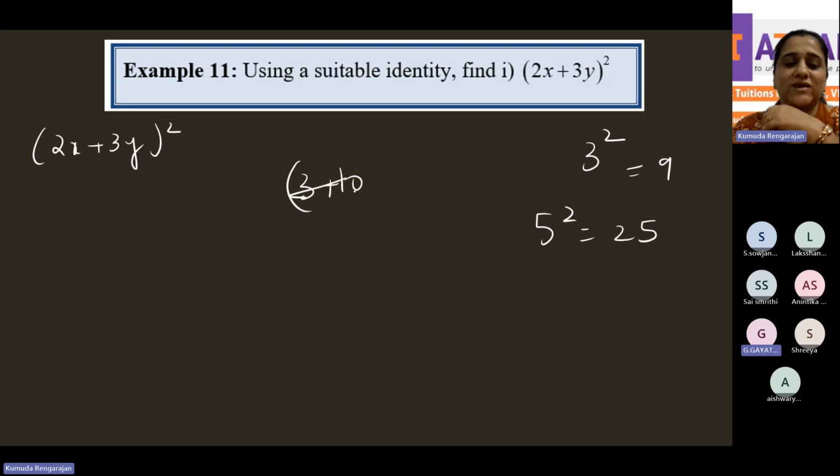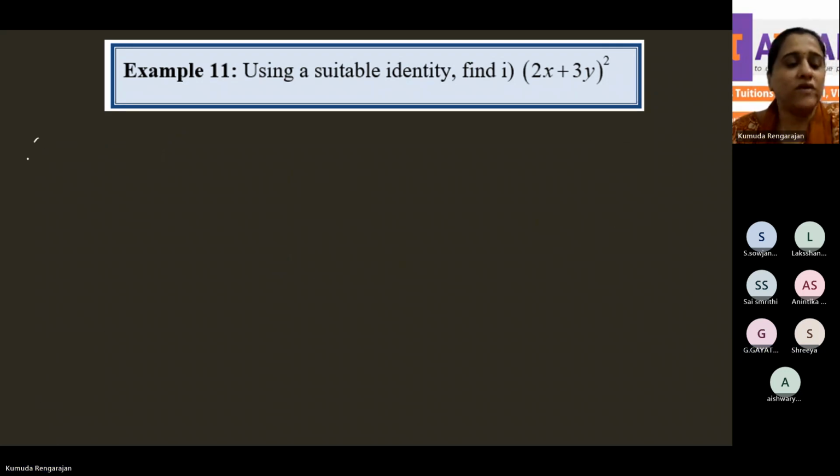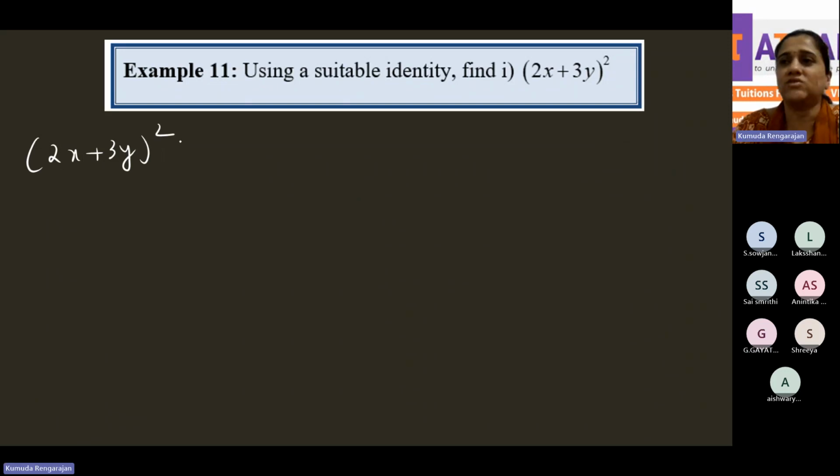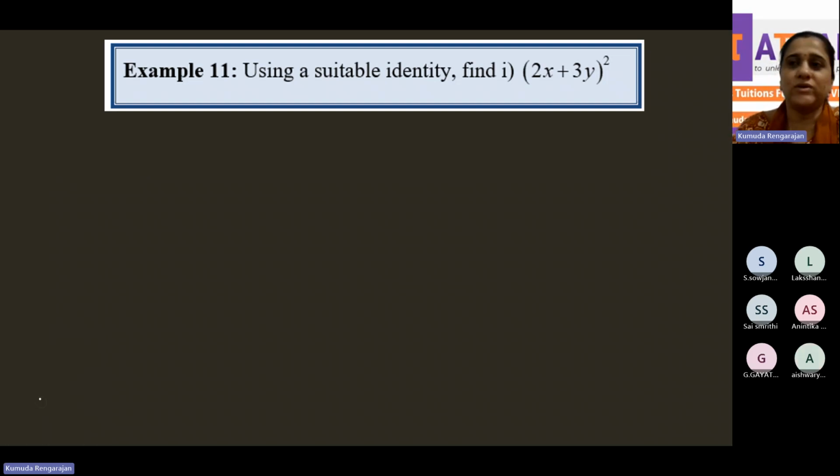Okay, find. 13. In the same way, find this one: it means find 2x plus 3y the whole square. That means square this expression is the question. Now to square this, we have to use an identity. So what's the identity that goes with this? It looks like a plus b the whole square, correct? The given question looks like a plus b the whole square, where your a is 2x and b is 3y.